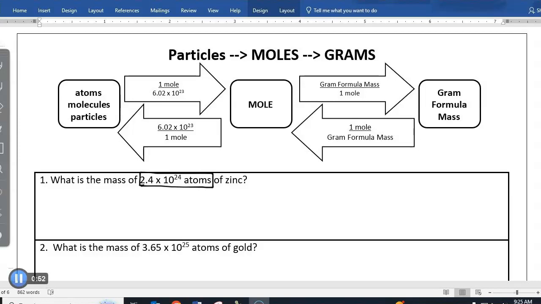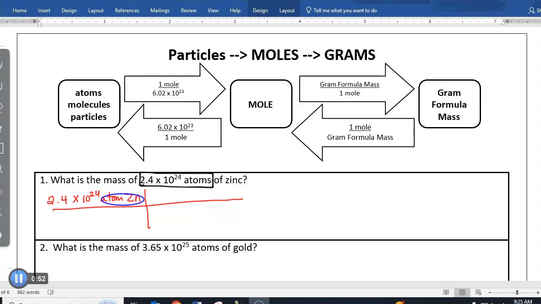So you start with that many atoms of zinc. You just write it down, copy it exactly. 2.4 times 10 to the 24th atoms of zinc, Zn. Okay? And draw your little grid here. Don't draw your line first. A lot of you like to draw your line first and then you don't have enough room to write this long number and units. Make sure you have units on all of them.